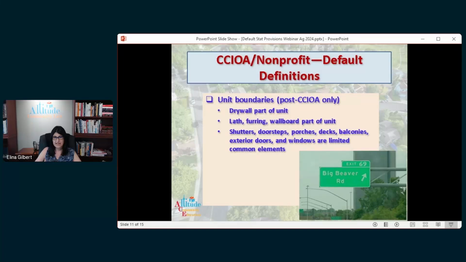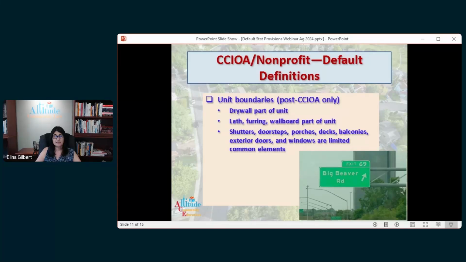And so when it's that vague, CCIOA says, here's how we interpret it and here's what it is. Drywalls are going to be part of the unit. Lath, furring, wallboard, all part of a unit. Obviously, any finished surfaces, carpet, paneling, tile, interior fixtures, all part of the unit. Things like shutters, doorsteps, porches, decks, balconies, and exterior doors and windows are limited common elements.